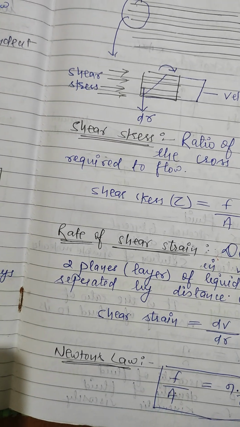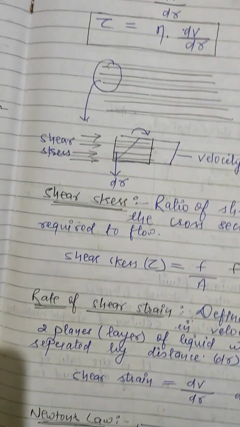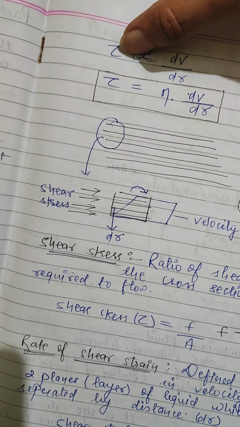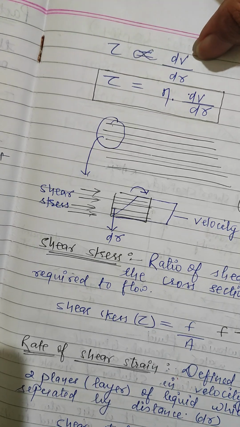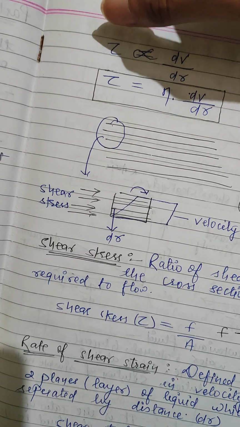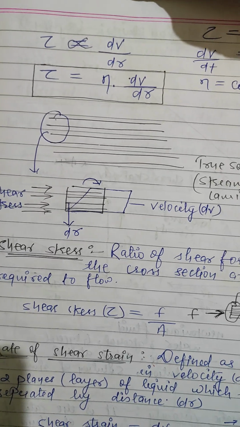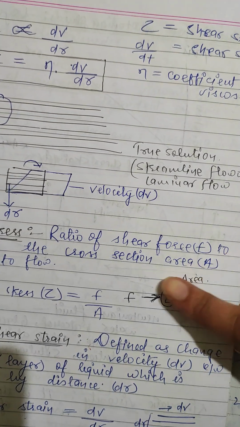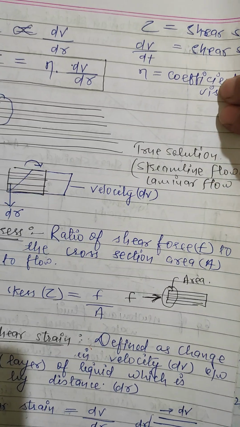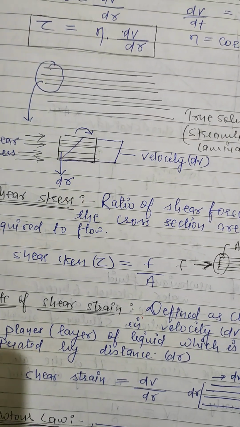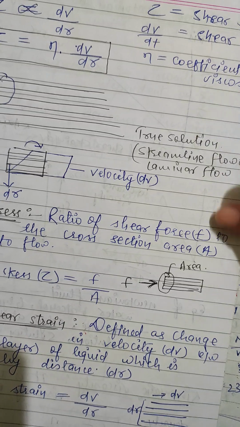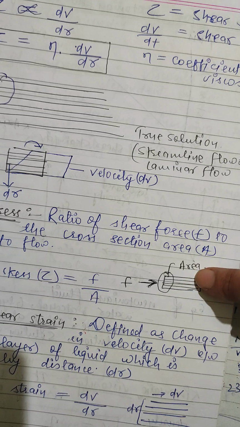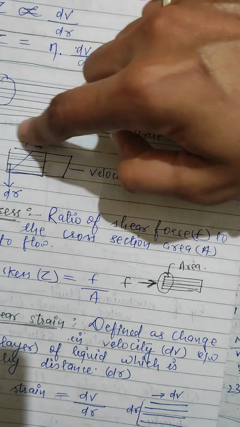Now, what is shear stress? If we apply shear stress on some fluid, it will deform. So how do we define this tau? That is shear stress. It is defined as the ratio of shear force to the cross-sectional area that is required to flow. This means, suppose we have a particular area of a fluid. The fluid is represented by layers of the liquid.